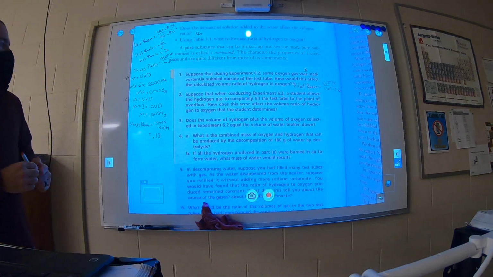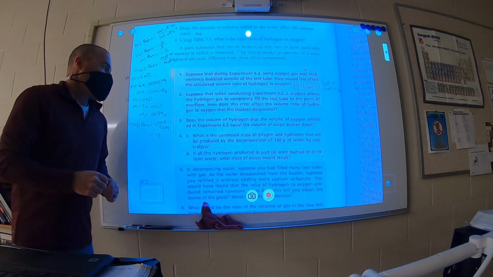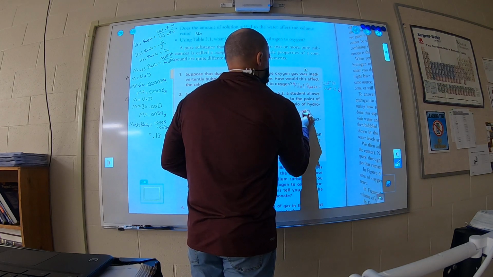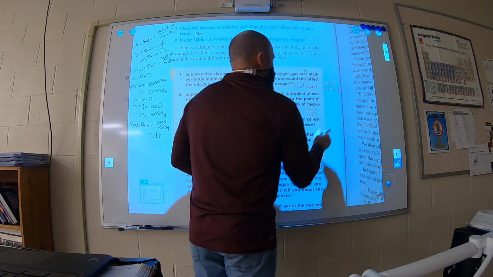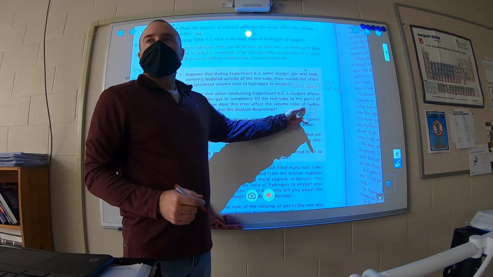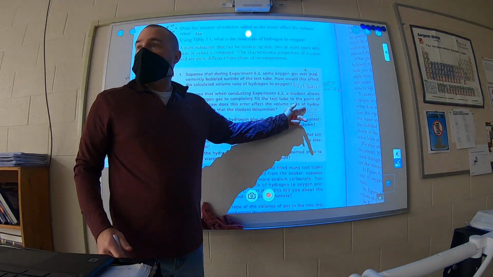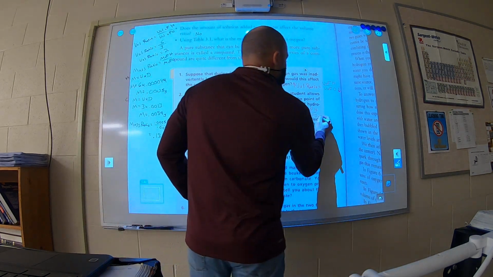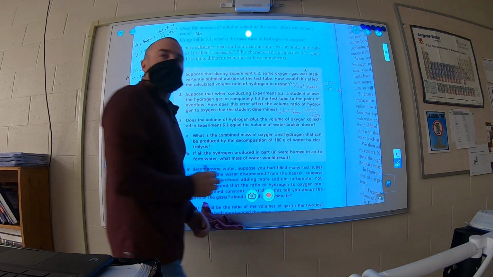Number 2, suppose that when conducting 6.2, a student allows the hydrogen gas to completely fill the test tube to the point of overflow. How does the air affect the calculated volume ratio? Well, same equation. Volume ratio is equal to V of H over V of O. If the hydrogen is overflowing, that number is just going to, if the test tube holds 50 cubic centimeters, stop at 50, right? But what's the oxygen going to do while that's happening? It's going to keep filling. And so the oxygen is going to actually be higher than it should be, and that's going to make the volume ratio less than 2.